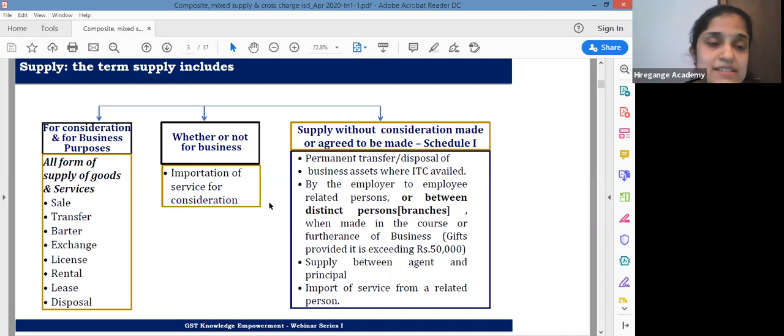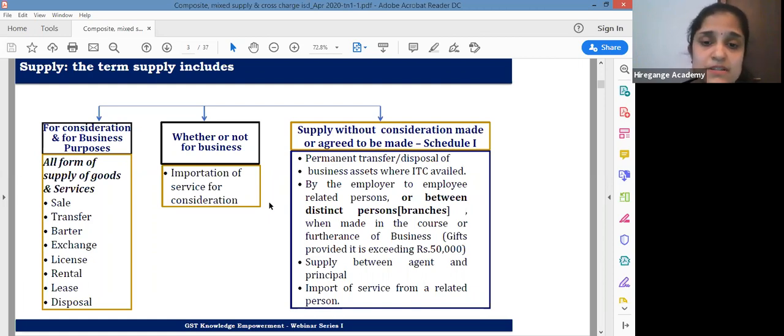Next, we look at a quick snapshot of what is said to be supply. Supply is defined in an inclusive manner to cover all forms of the supply of goods and services, be it by way of sale, where there is a transfer of the title, let's say to the goods. To continue with my earlier example, a mobile. Transfer of goods by one person to the other. It could be barter, which is the exchange of goods for goods, goods for service, service for service. And also they can be exchanged, wherein, say, a service or goods is exchanged for another goods or service wherein a price is fixed for the same. Licensing could be there by way of a supply, rental, lease, disposal of goods, etc.